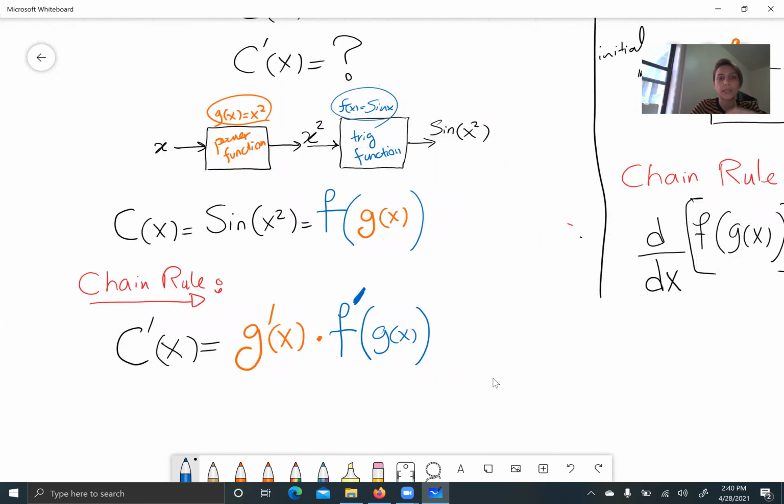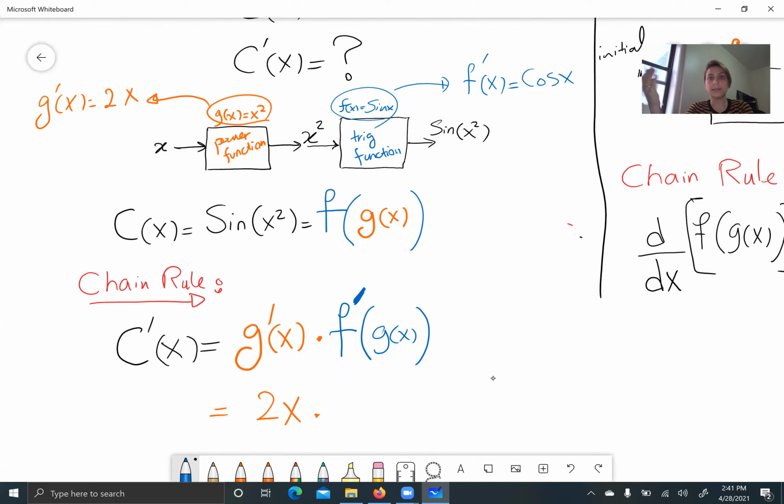If you want, you can also calculate those derivatives. What is the derivative of x squared? It's 2x. So this is going to be 2x times the derivative of f. It's cosine, right? Because when f is sine, the derivative is cosine. So it's going to be cosine of g of x. g of x is x squared. So cosine of x squared.